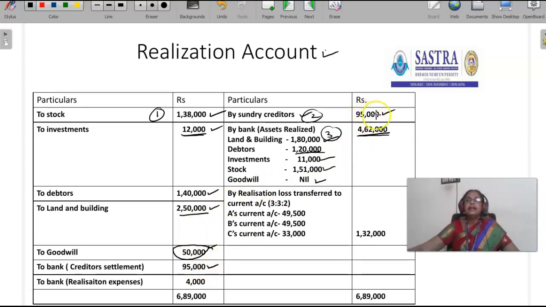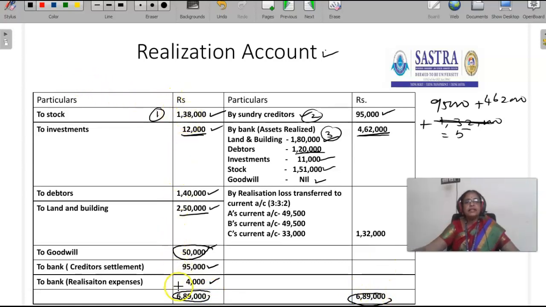With the help of this 4,62,000, they have to settle the creditors, 95,000 rupees. Sundry creditors is 95,000. If the problem is silent, we have to settle the creditors at the book value. The same 95,000 is given to the creditors. Then bank realization expenses, that is 4,000. Then we have to total both the credit side as well as the debit side. The debit side total is 6,89,000.